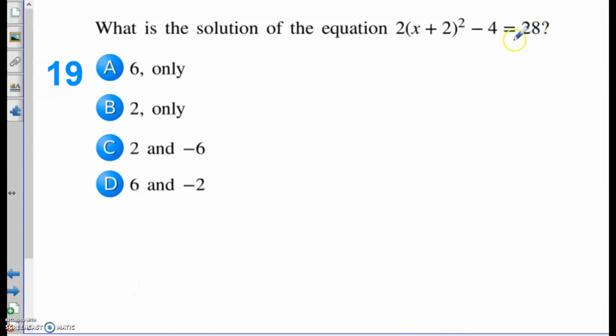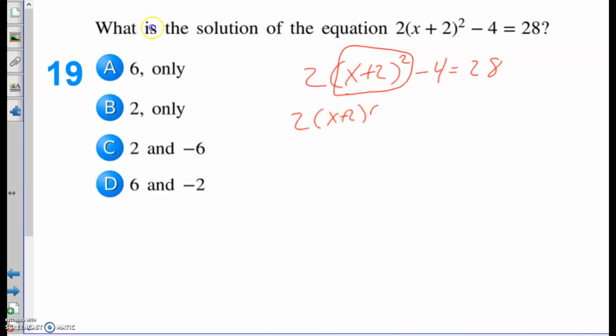A couple of things we could do, and we could definitely use our calculator for some of this, but first thing, I want to get this into a normal looking standard form. So first of all, this x plus 2 squared, might as well write the whole thing out, but this piece right here, that is x plus 2 times x plus 2. And I could multiply this whole thing out, FOIL, if you want to call it that. Let me forget about that 2 for a second. x times x is x squared. x times 2 is 2x. 2 times x is 2x. 2 times 2 is 4.